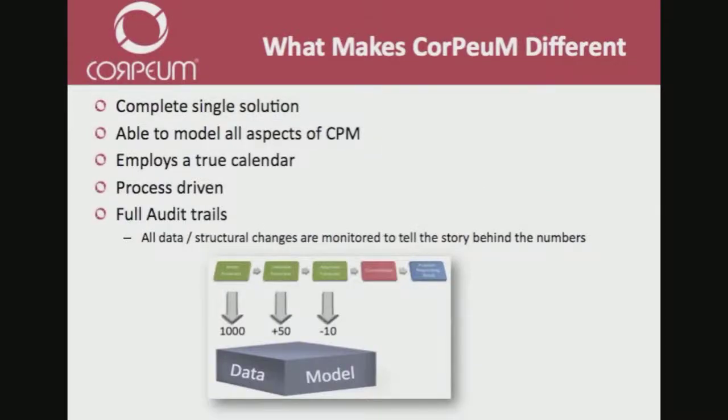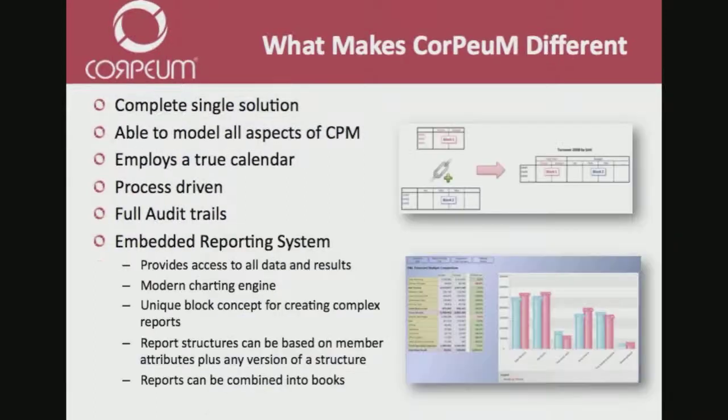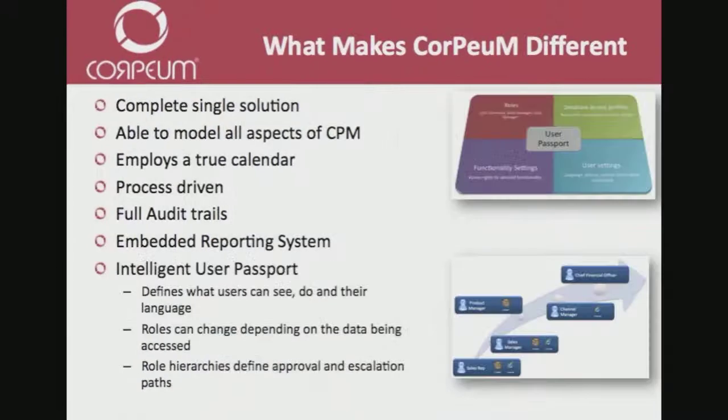CorPeuM keeps a full audit trail over changes to data and structures, each of which can then be used when reporting data. CorPeuM has its own reporting and charting engine that can take data from any data or reporting model. It has a unique block system for defining report content, which greatly simplifies the creation of complex reports. CorPeuM controls all user access to both data and processes through an intelligent passport system, which controls what users can see and what they can do within any process.